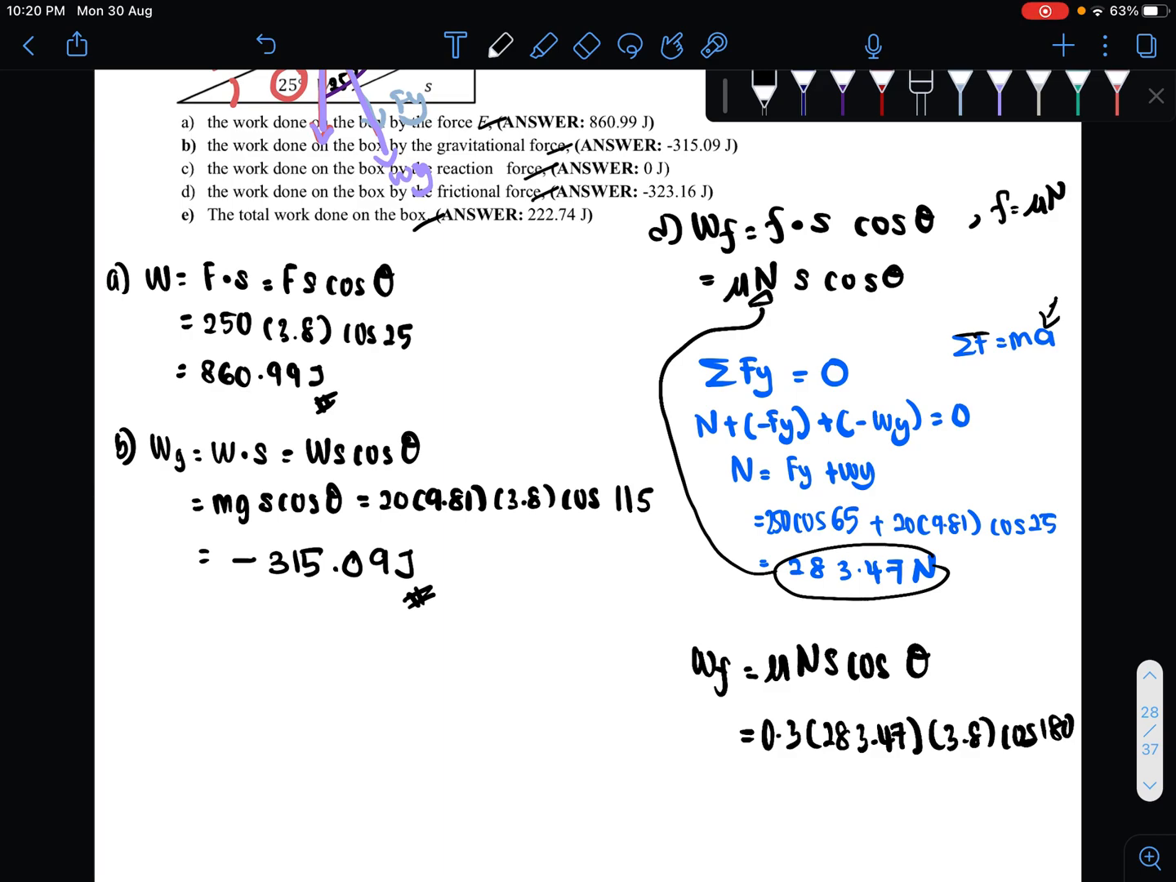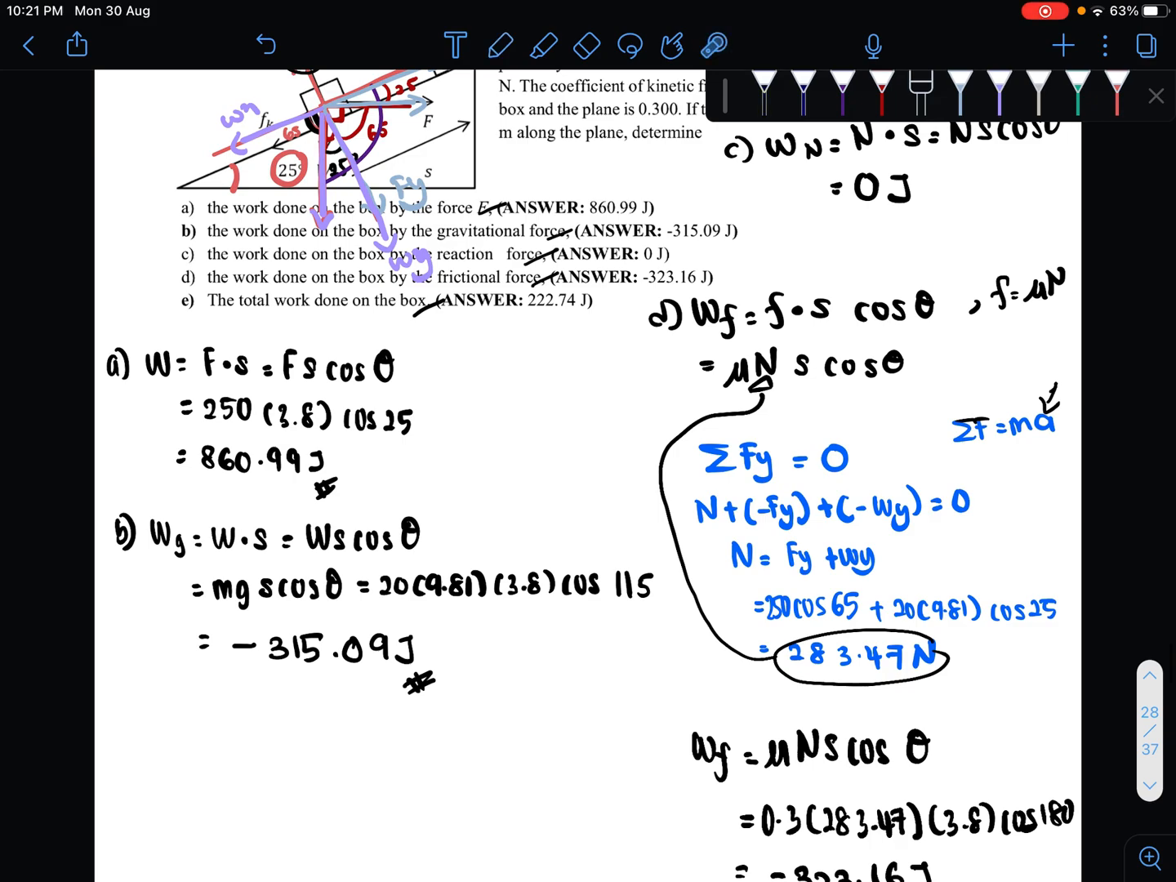So 180 here. So you're going to press your calculator. 0.3 times 283.47 times 3.8. Alright, and then cos 180 is negative 1. So you'll end up with negative 323.16 joule. So this is the work done by the frictional force.